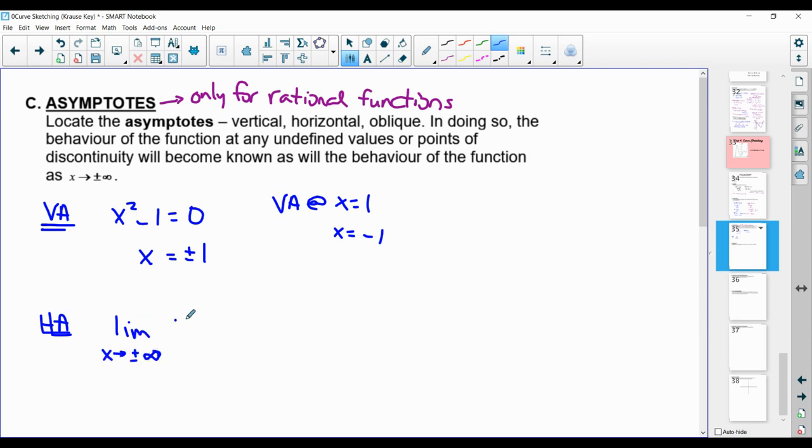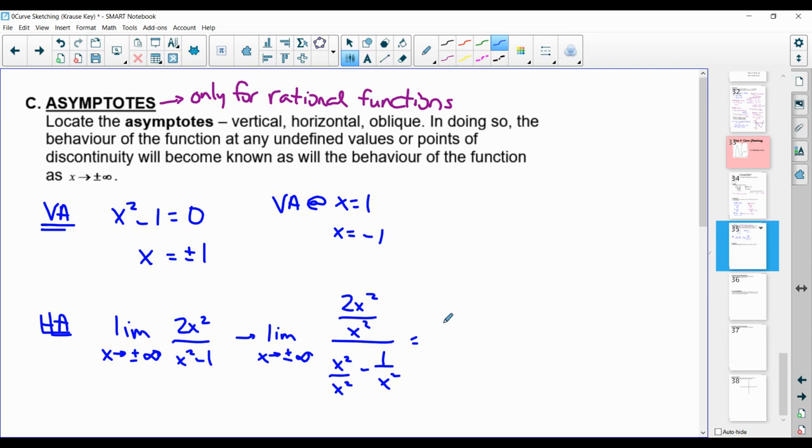Looking for our horizontal asymptotes, we're going to look for the limit of the function as x approaches plus or minus infinity. So 2x squared all over x squared minus 1. You remember we're dividing by our highest degree. So 2x squared over x squared, divided by x squared over x squared minus 1 over x squared, gives us 2 over 1 minus 1 over x squared, which is 0. So this became 2, this became 1, and this eliminated to 0. So we're subtracting 0, and we have 2 over 1, which is just 2.